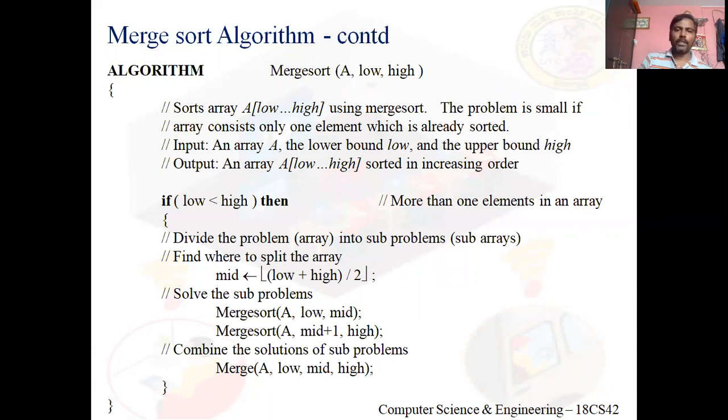So after computing mid, what will I do? First half, I need to solve. Again, second half, I need to solve. First half: merge sort of A, low comma up to mid. Next, merge sort of A, after mid, that is mid plus 1 to high, is the second half. Clear? So this is about dividing the problem into subproblems.